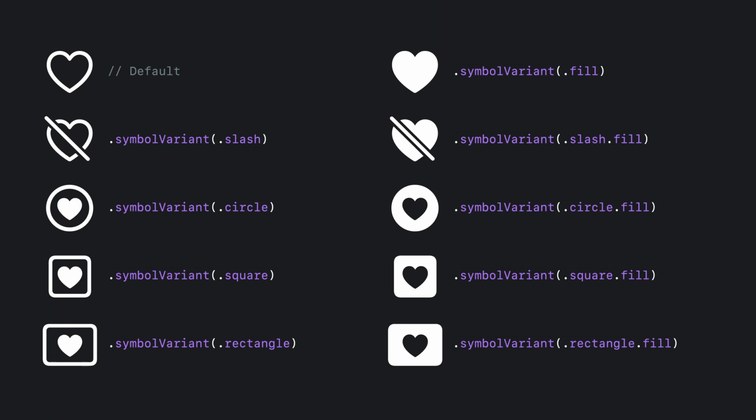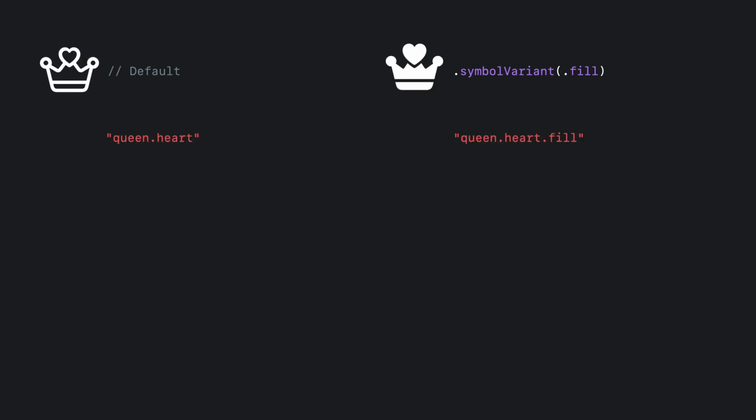And these can be combined with each other as well, the same way they're combined in the names of the symbols themselves, like .circle.fill. The same set of variants works on your custom symbols as well. All you have to do is follow the same naming patterns used by system symbols.